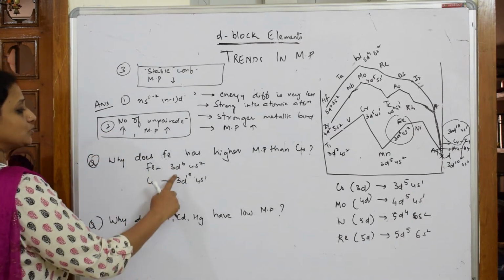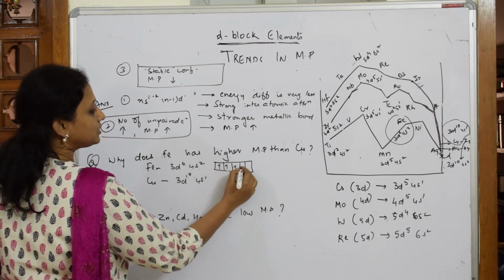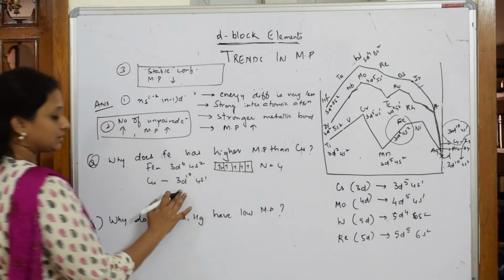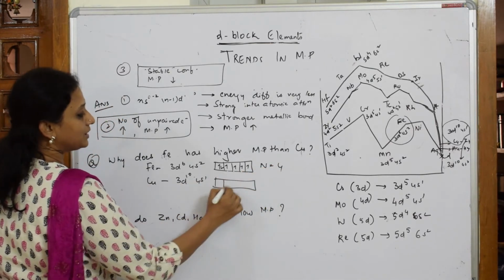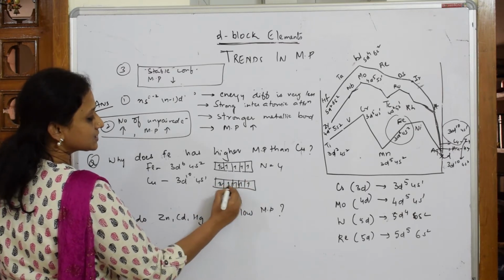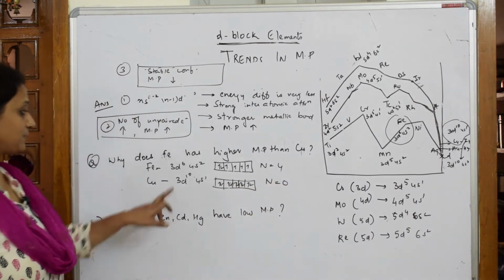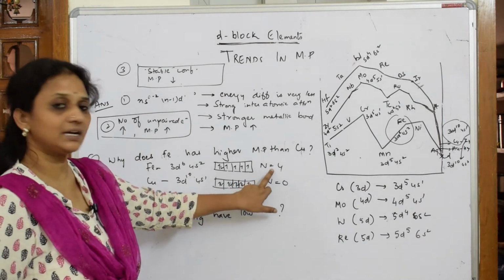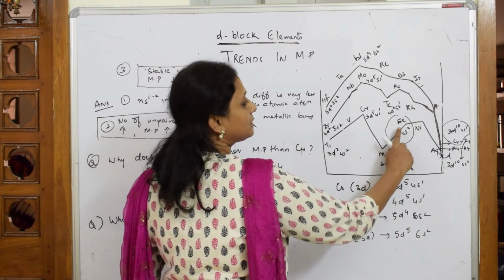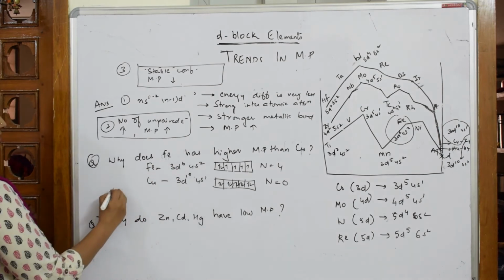So compare these two. This is d6, isn't it? 1 2 3, 1 2 3 4 5 6. How many unpaired electrons do you have? n is 4. Here in copper all are filled, isn't it? Stable configuration, 1 2 3 4 5 6 7 8 9 10. n is equal to 0 here. So the same concept I'm applying here: the more unpaired electrons, the higher the melting point. So this is the reason the melting point of iron is more than copper. Simple.